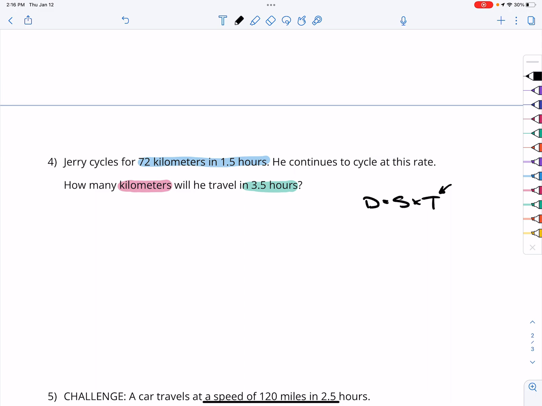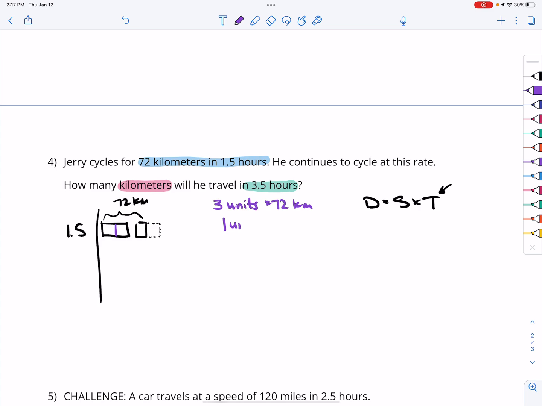So I can either calculate the unit rate, or I do know that 1.5 hours, if I think of it like here's 1 hour, and then here's a half of another hour, and this is 72 kilometers. If I chop this in half, that means 3 of those units equals 72 kilometers. So that must mean that 1 unit would equal 72 divided by 3. And 72 is a 60 and a 12. 60 divided by 3 is 20. 12 divided by 3 is 4. So 1 unit equals 24 kilometers.